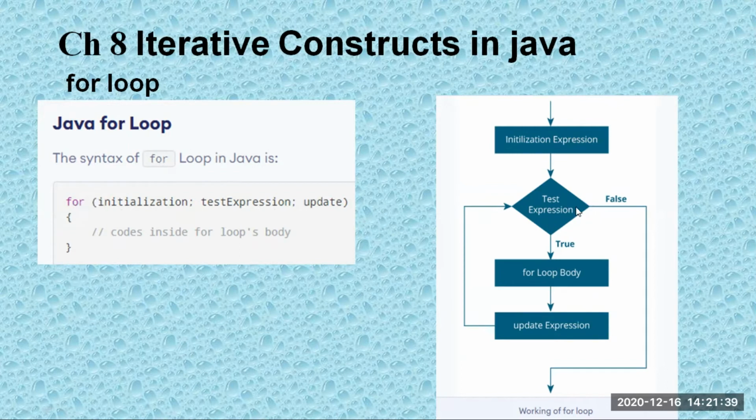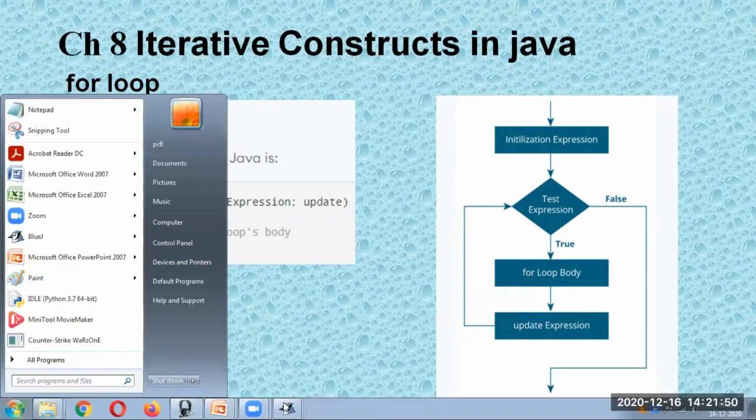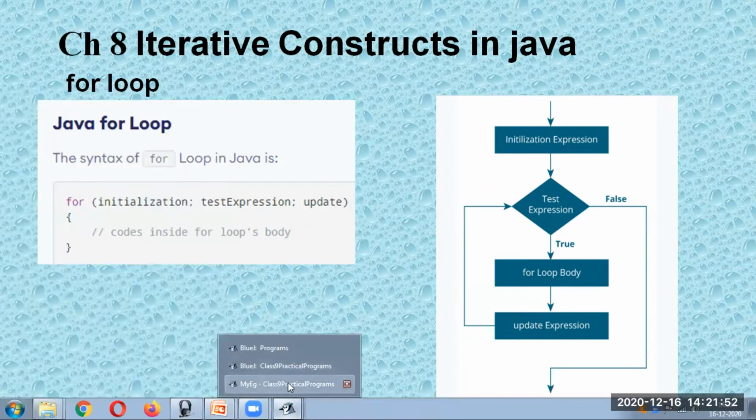Conditional checking will happen. If it is true, then it will go inside the loop. So this, and then the update. This way it will continue. As soon as it becomes false, it will come out of it. So if you see the program over here, let's come back to the program.